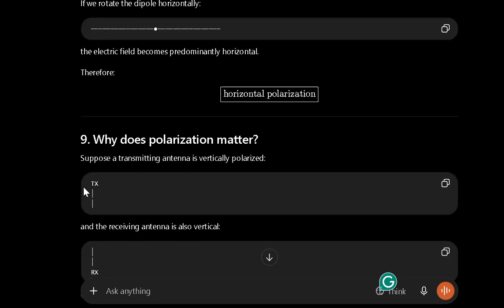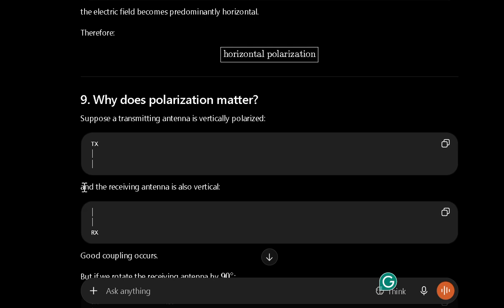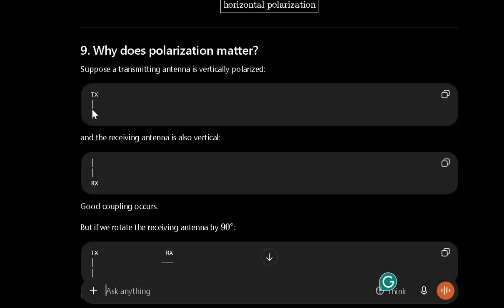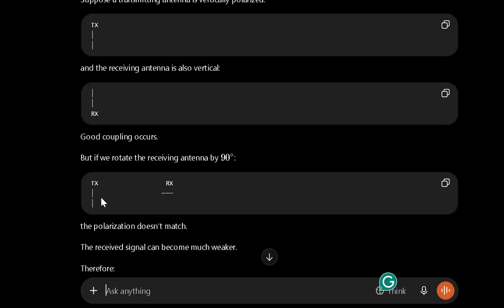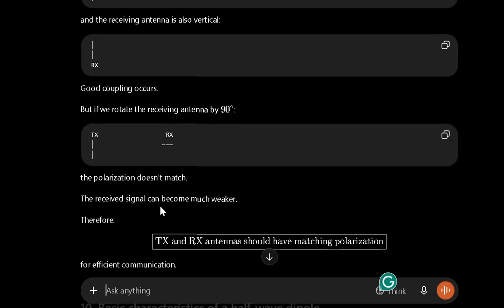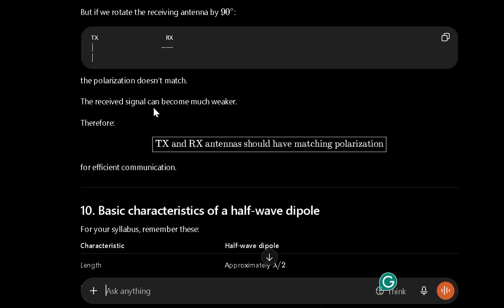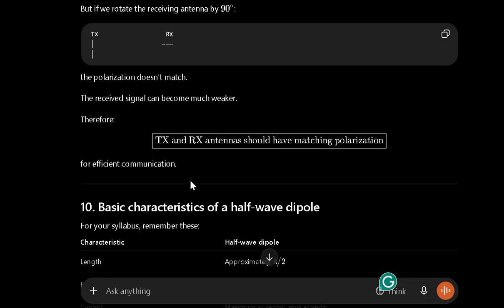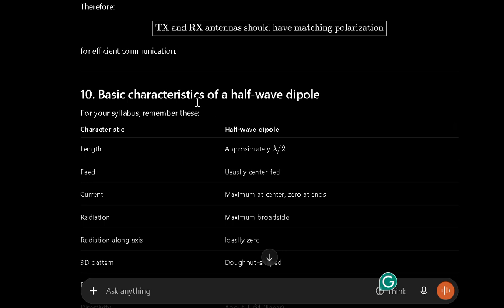Where does polarization matter? Suppose the transmitting antenna is vertically polarized and the receiving antenna is also vertical. TX and RX have good coupling. But if you rotate the receiving antenna by 90 degrees, the polarization doesn't match, and the received signal can become very weak. Therefore TX and RX antennas should have matching polarization.